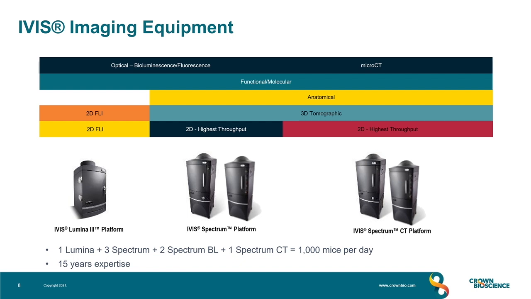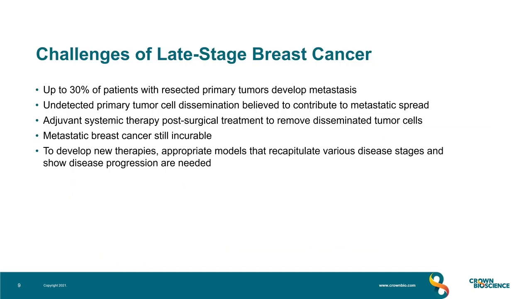So this is the equipment we have. As mentioned earlier, we have Illumina 3, the IVIS Spectrum platform, and the IVIS Spectrum CT platform. We have used them for the past decade and are very familiar with their characteristics, their capabilities, and what we can achieve with them. In the next few slides, I'm going to use breast cancer as an example to showcase a few models that have been set up using the IVIS system.